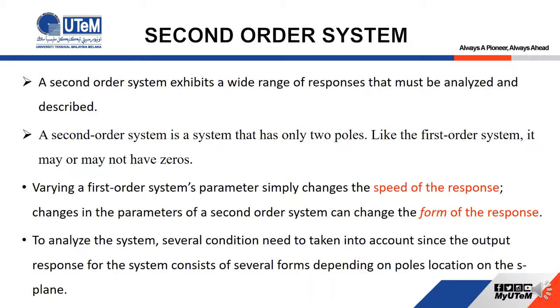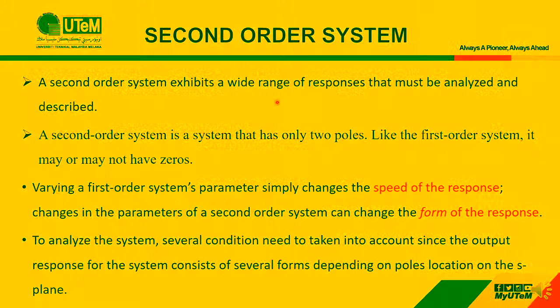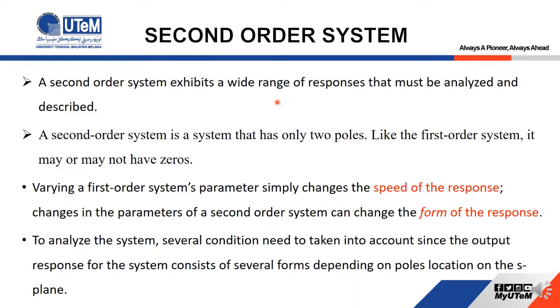Now we are going to discuss second order systems. Second order systems exhibit a wide range of responses that must be analyzed and described. This system has only two poles. Like the first order system, it may or may not have zeros. As long as it has two poles, it is called a second order system.